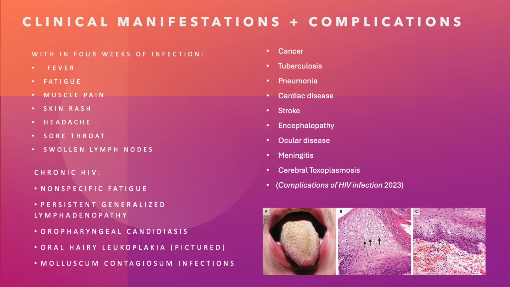Some people might not have symptoms at all, so it goes unnoticed, or if it's not treated, then it could turn into chronic HIV. Some later symptoms include nonspecific fatigue, persistent generalized enlarged lymph nodes, oropharyngeal candidiasis, which is like fungal in the mouth, and oral leukoplakia, which is pictured below. You can see the bacteria on the tongue, and it looks like that hairy tongue.